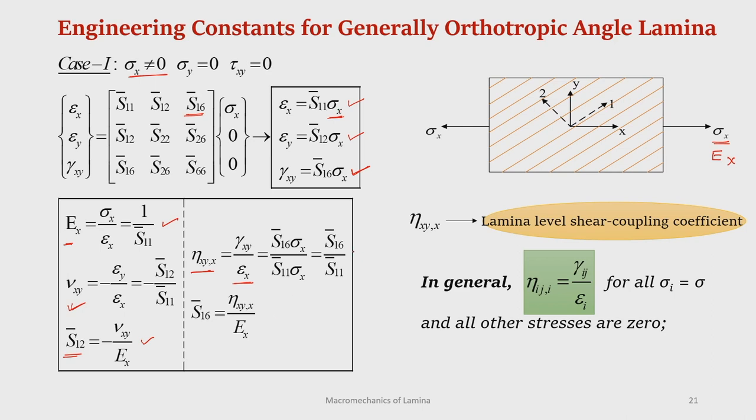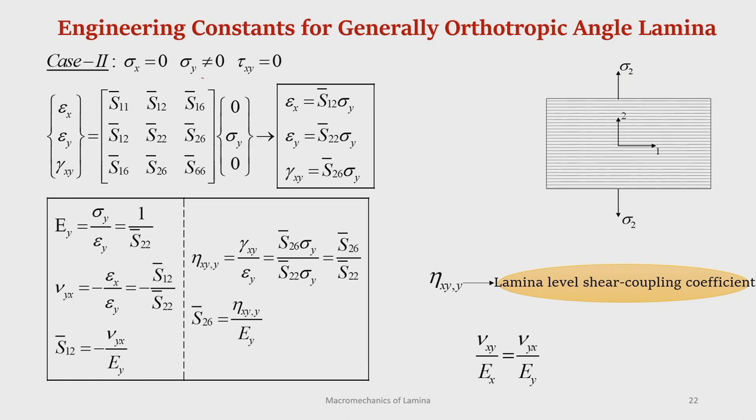So we get this S16 bar by S11 bar. So we can write S16 bar as this in terms of nu xy comma x divided by Ex. So in general, this is the lamina level shear coupling coefficient, eta ij comma i is equal to gamma ij divided by epsilon i, okay. So ij could be 1, 2 and 6, okay. Next, we have established the Young's modulus along x, Poisson's ratio nu xy, and in addition we have also obtained the shear coupling coefficient in the xy plane.